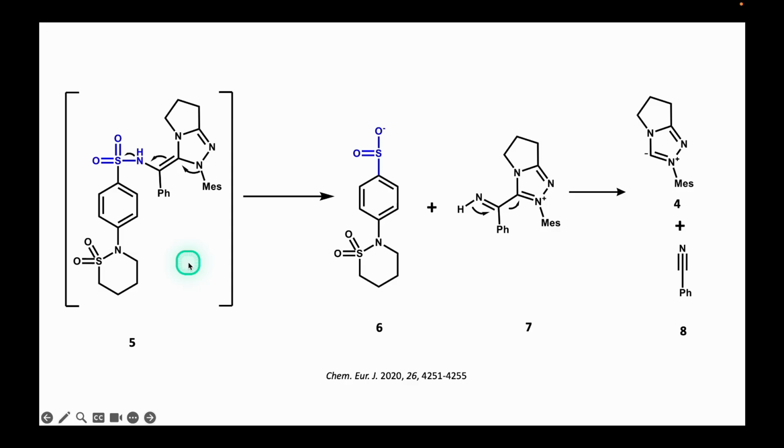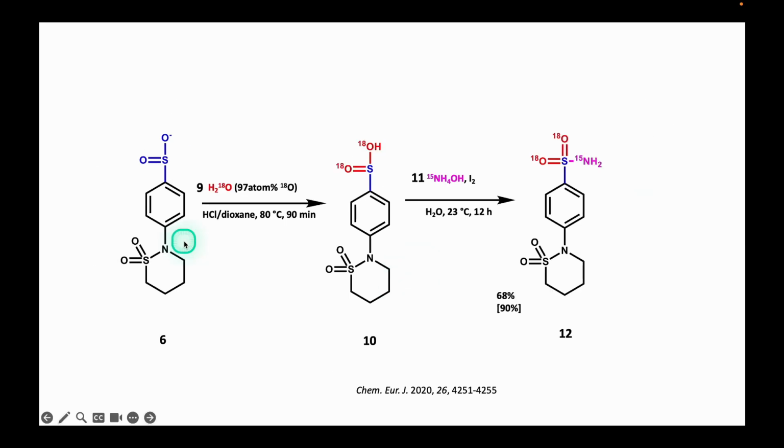The intermediate 5 transforms into the sulfonate 6 and compound 7, which decomposes into the pyrazolyl 4 and benzonitrile 8. The sulfonate 6 exchanges its oxygen atoms in an acidic medium by oxygen-18 atoms originating from water labeled with this isotope to yield the labeled sulfinic acid 10.